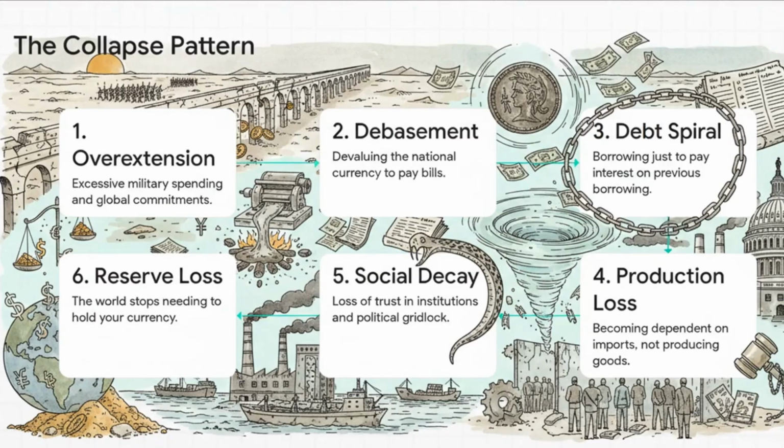Okay, let's get right into it. The model breaks down the fall of an empire into a clear 7-stage pattern. It starts with military overextension, then currency debasement, which leads to a debt spiral, then a loss of productive capacity, social decay, the loss of reserve currency status, and, well, the final stage is total collapse.